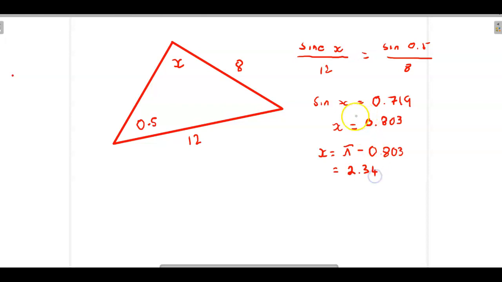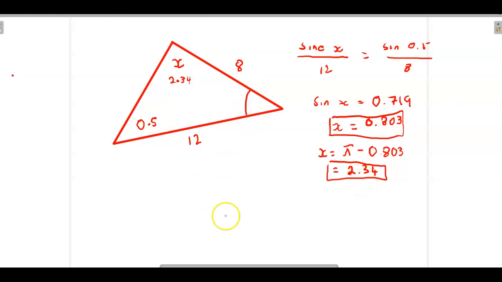Now x could be either of these answers. Could be this one, or it could be this one. I will always check the second value to make sure that there is room for it in the triangle. Now what I mean by that is if this is 2.34 and I have the 0.5, that gives me 0.84. So there is room for the third angle.